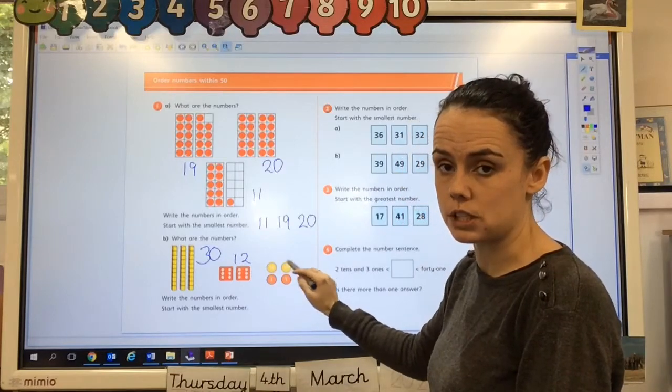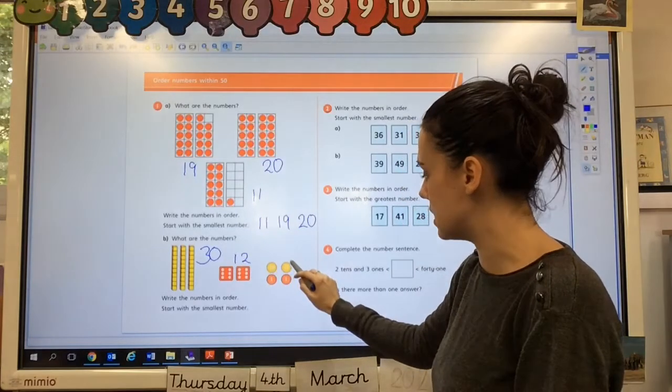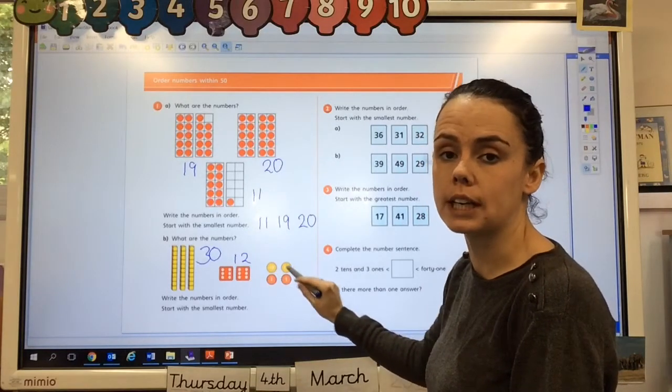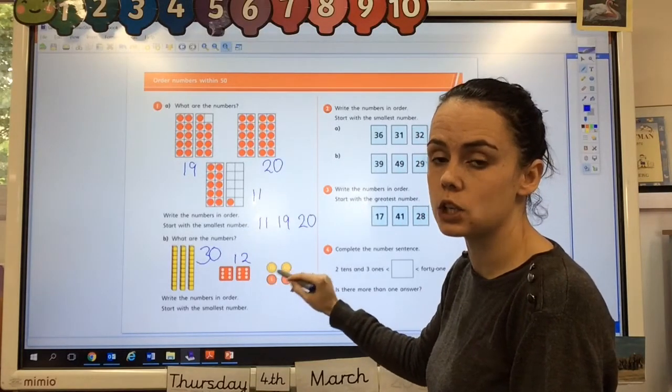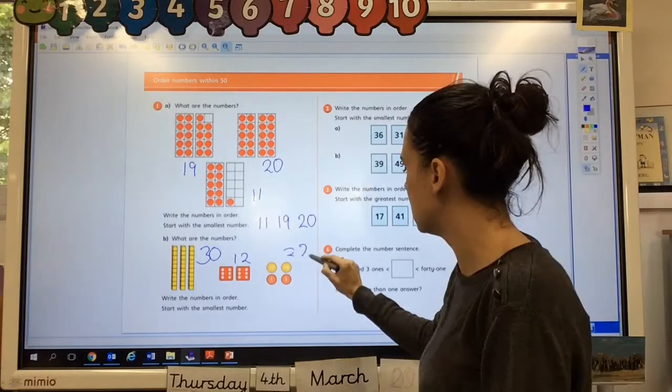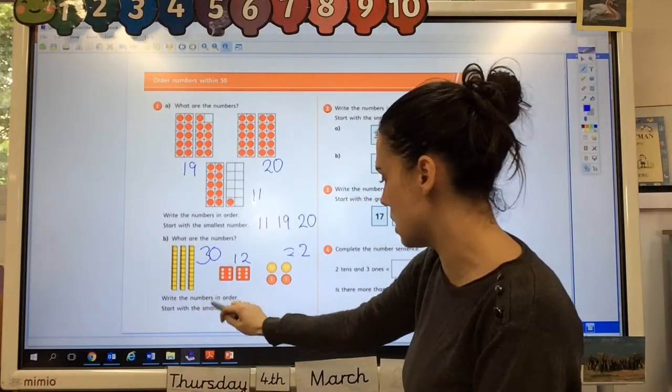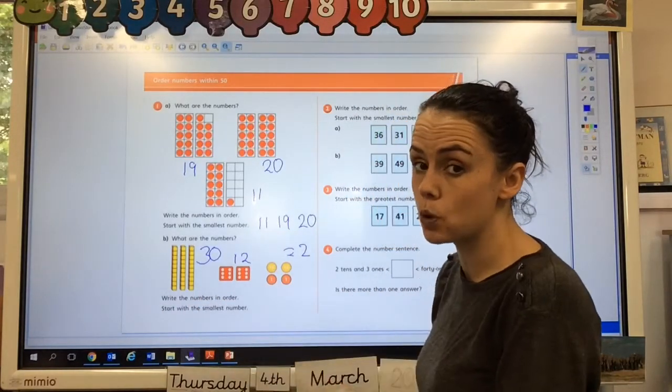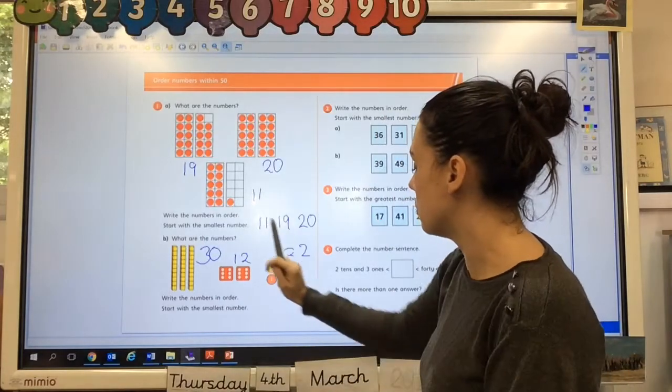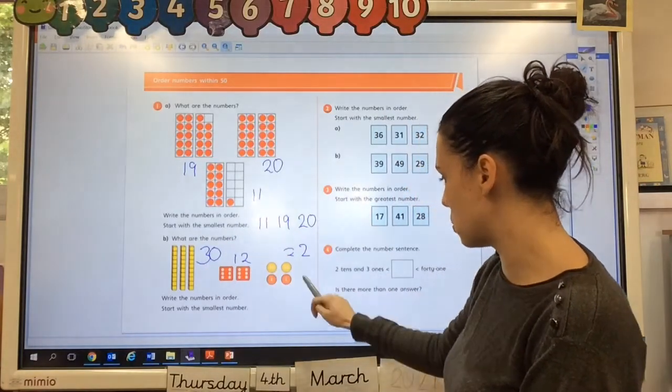These yellow counters have got 10s on them. So that's 10, 20. And then we've got 2 1 counters, which is 21, 22. So what we've got here is, write the numbers in order, starting with the smallest to the biggest. So we've got 30, 12 and 22.